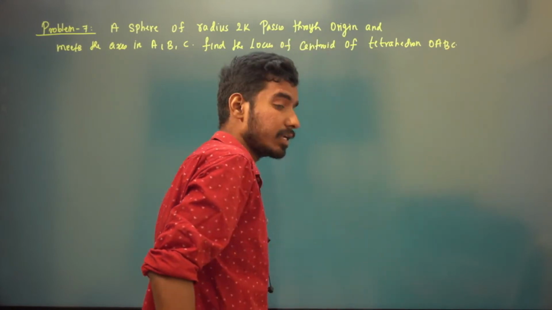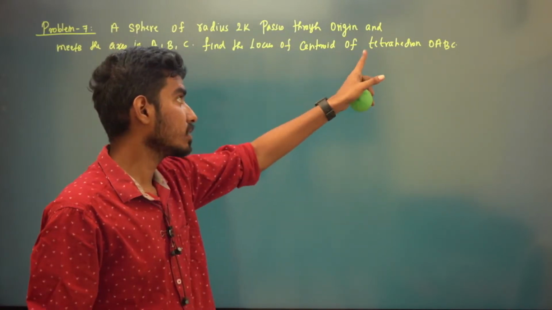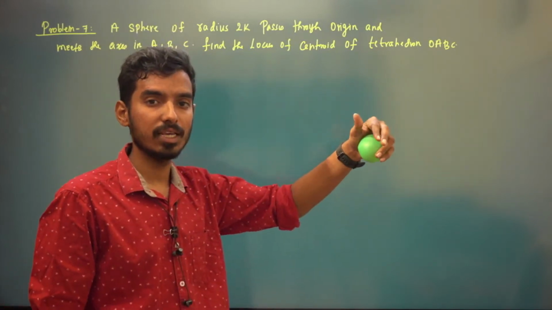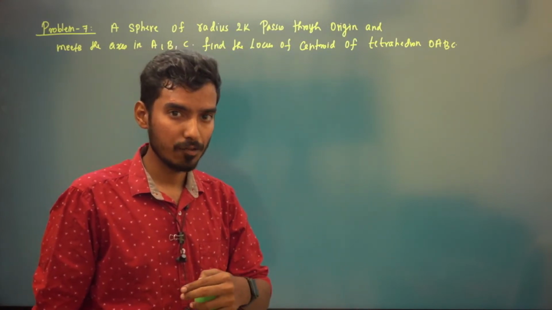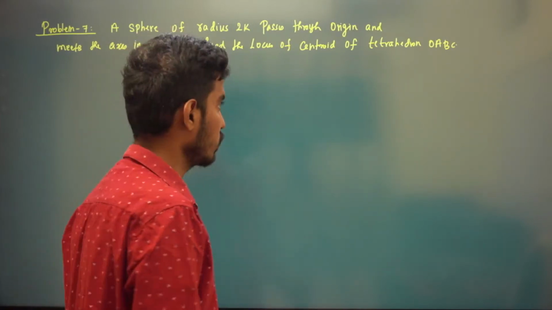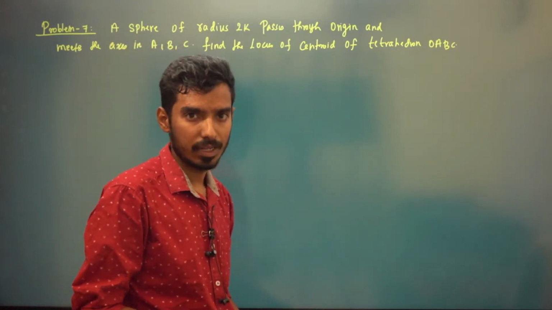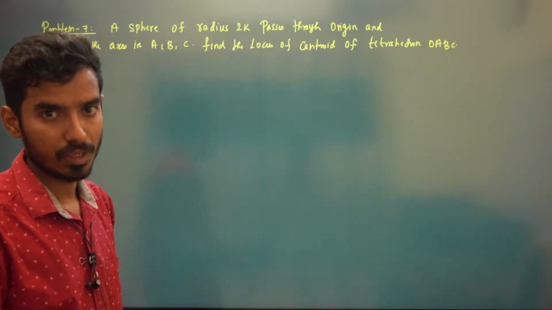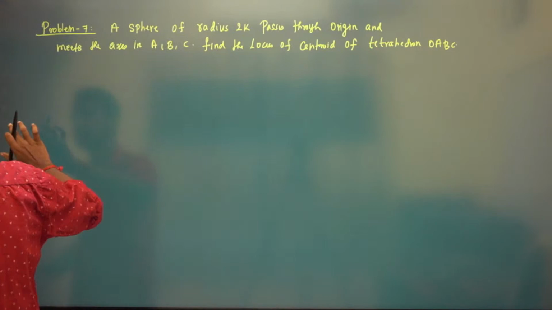See, in the previous problem, we were finding the locus of centroid of triangle ABC. Right? Here we are finding the locus of centroid of tetrahedron OABC. What is the formula? x1 plus x2 plus x3 plus x4 divided by 4, y1 plus y2 plus y3 plus y4 divided by 4, z1 plus z2 plus z3 plus z4 divided by 4. You know the formula for centroid of tetrahedron, right? So we will have a by 4, b by 4, c by 4 as the centroid of the tetrahedron. Already we have done this problem, right? Okay, but it is in terms of a sphere here.